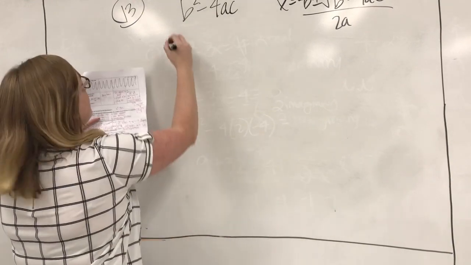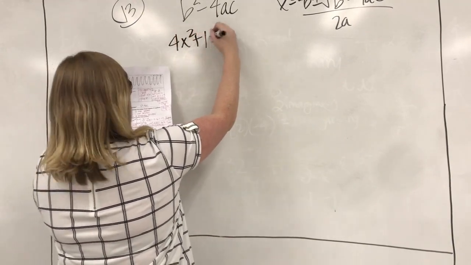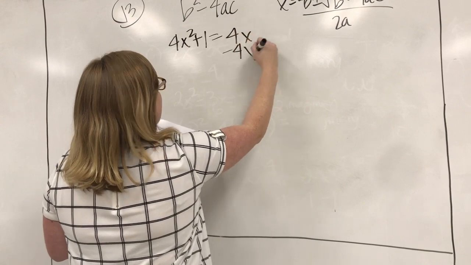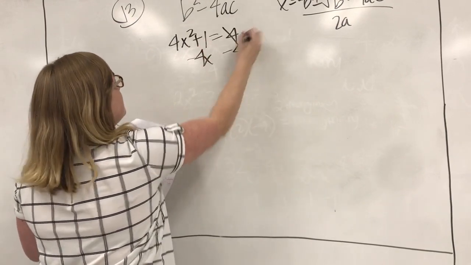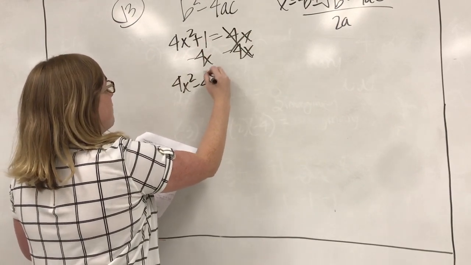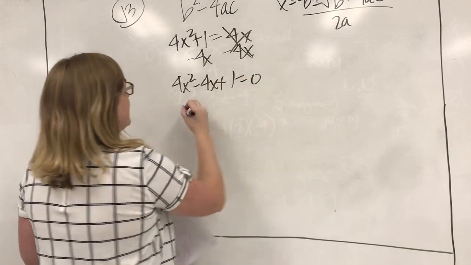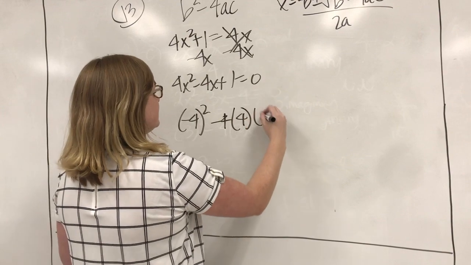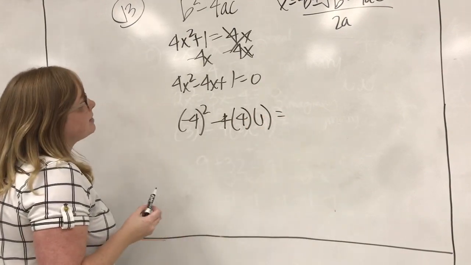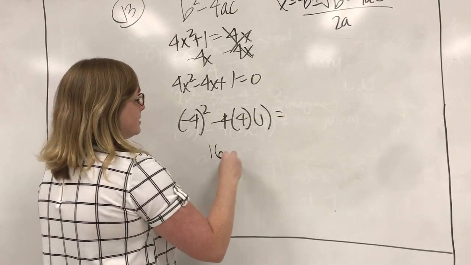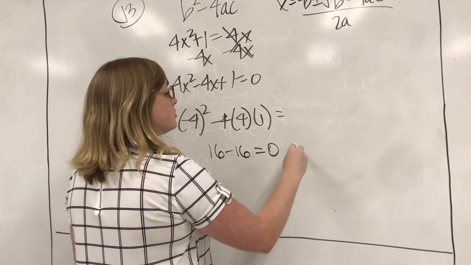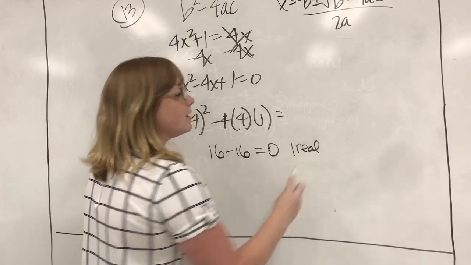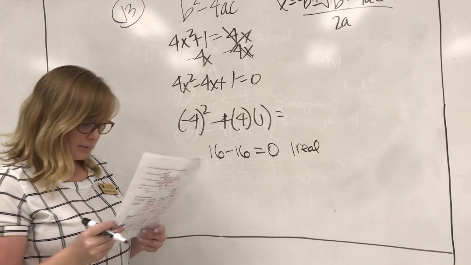D. I do the same thing for D. I have to make sure that it's set equal to 0 first before I can do my b squared minus 4ac. b squared in parentheses minus 4ac. That's going to give me 16 minus 16, which is 0, so 1 real solution. Okay.